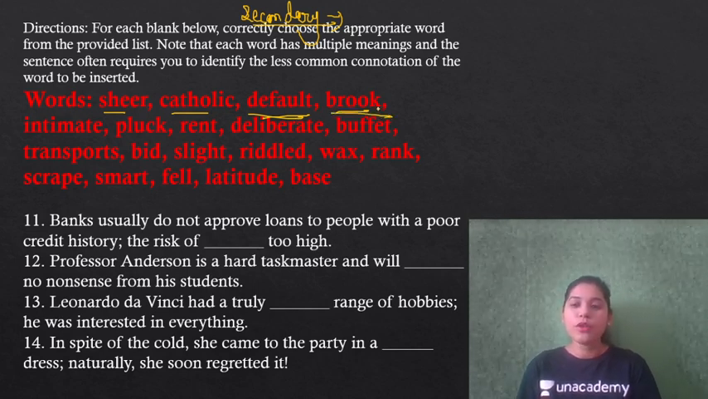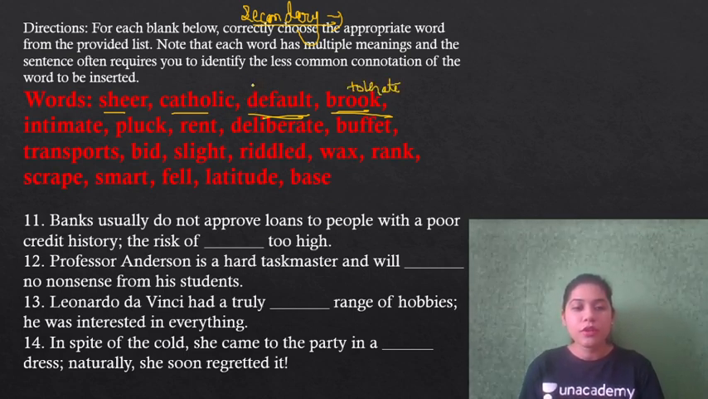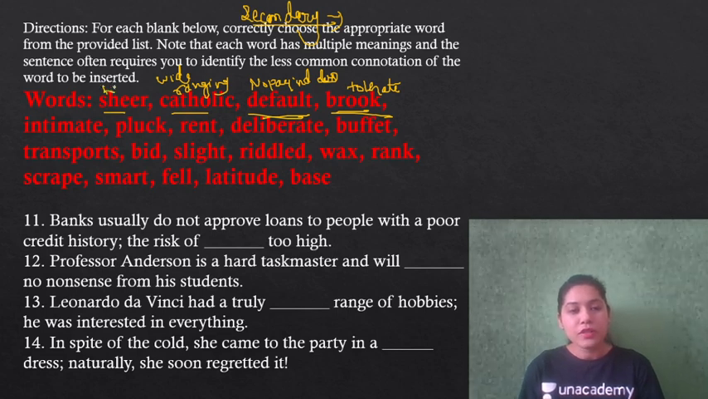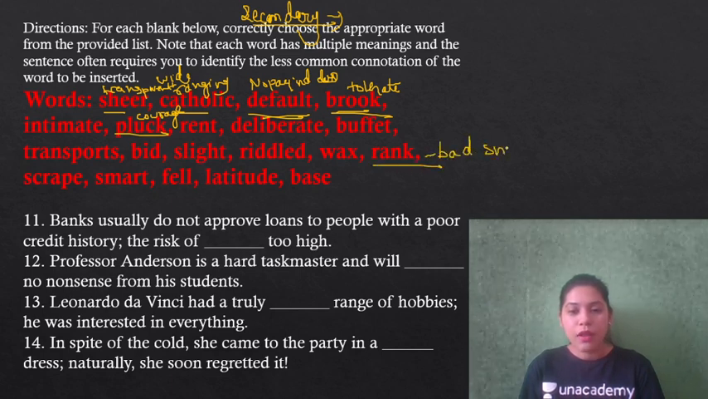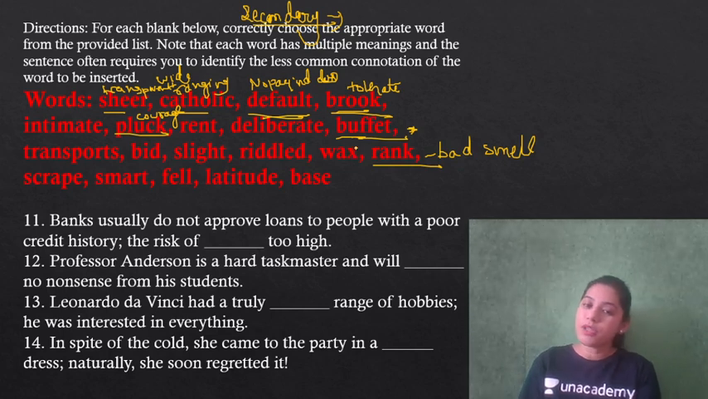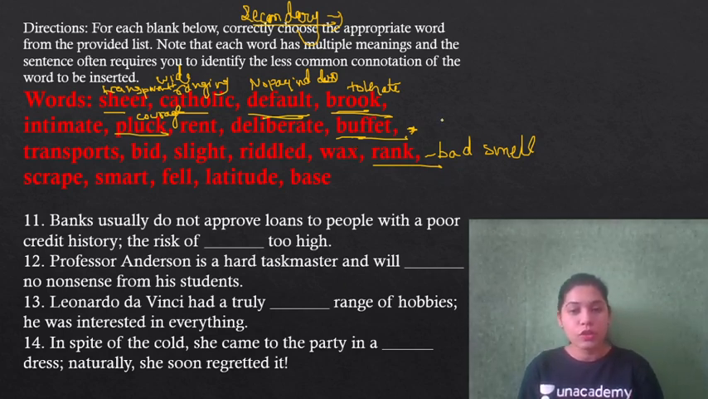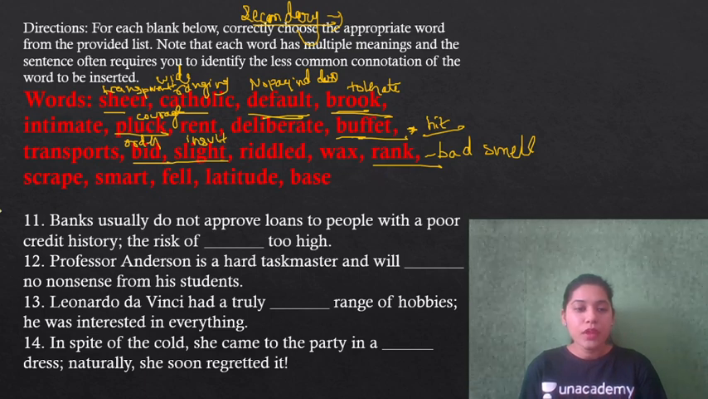So brook will be a small river, and also basically means tolerate. So I'll just write the meaning tolerate. Default means someone not paying dues. Catholic is wide ranging. Sheer is like transparent. Pluck is like courage. Rank is bad smell. Buffet is what you eat during marriage functions, of course that is the primary meaning, but it also means to hit someone very hard. Slight is like insult, humiliation. Bid is order, and all these things.